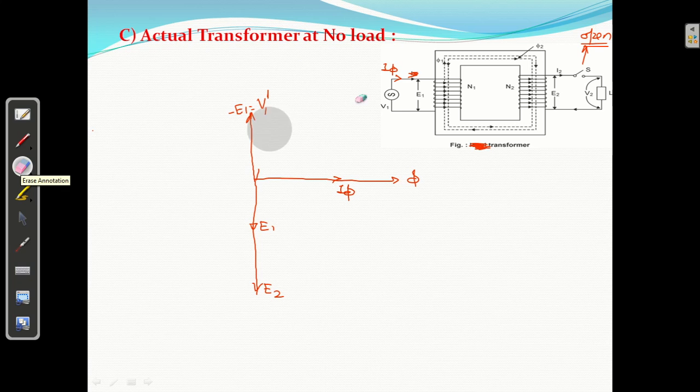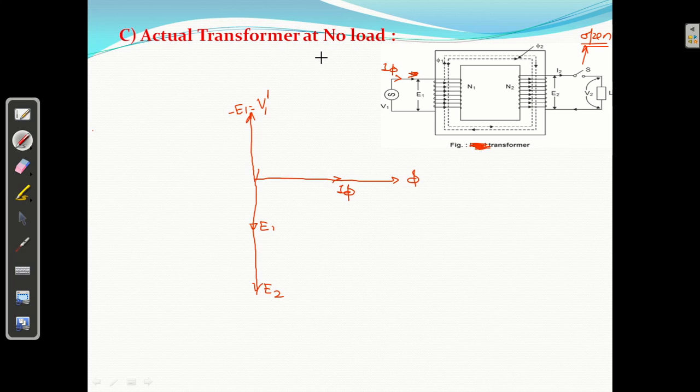I will discuss why it is not minus E1 or V1, why they will not be equal. Minus E1 will not be equal to V1, right? We'll tell you later on. Okay. Now, this is the ideal transformer at no load.